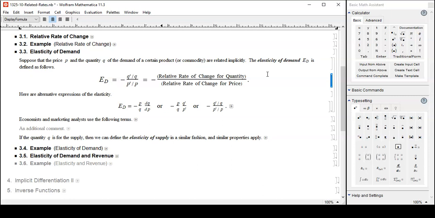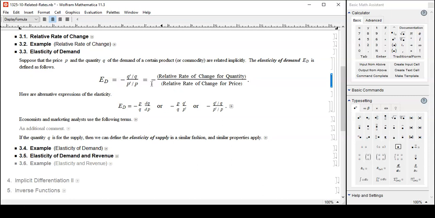You can establish something similar for the elasticity of supply if you change the numerator to the relative rate of change for quantity associated to supply. In terms of mathematics, there's not much difference, but in terms of economics or business, they may be quite a bit different. But for us, it's not that important because we are going to focus upon the mathematical aspect. So let's focus upon the elasticity of demand in this case. So here, the quantity is always on the demand side as far as this notebook is concerned.